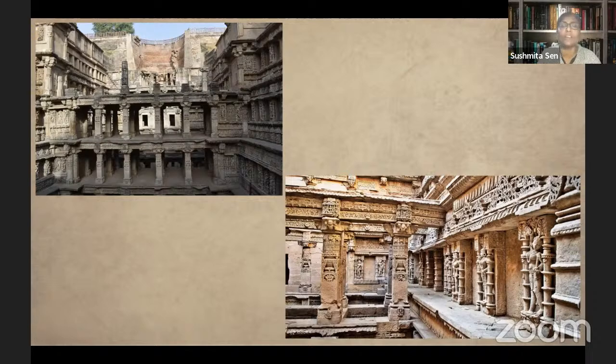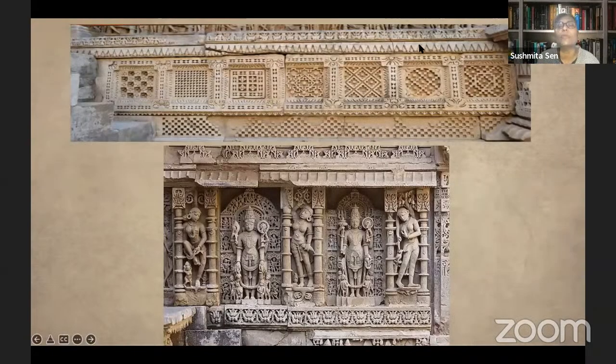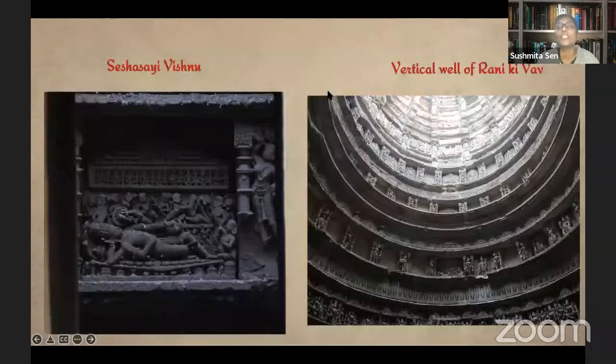And the rear side of the temple, I will show you that. These are the filigree work on top of these sculptured panels. And these filigree works, the jali works, are now adopted by the weavers of Patan, who weave the patola silk, which is very costly these days. And the rear wall of the vertical well has a sculpture of Sheshashai Vishnu.